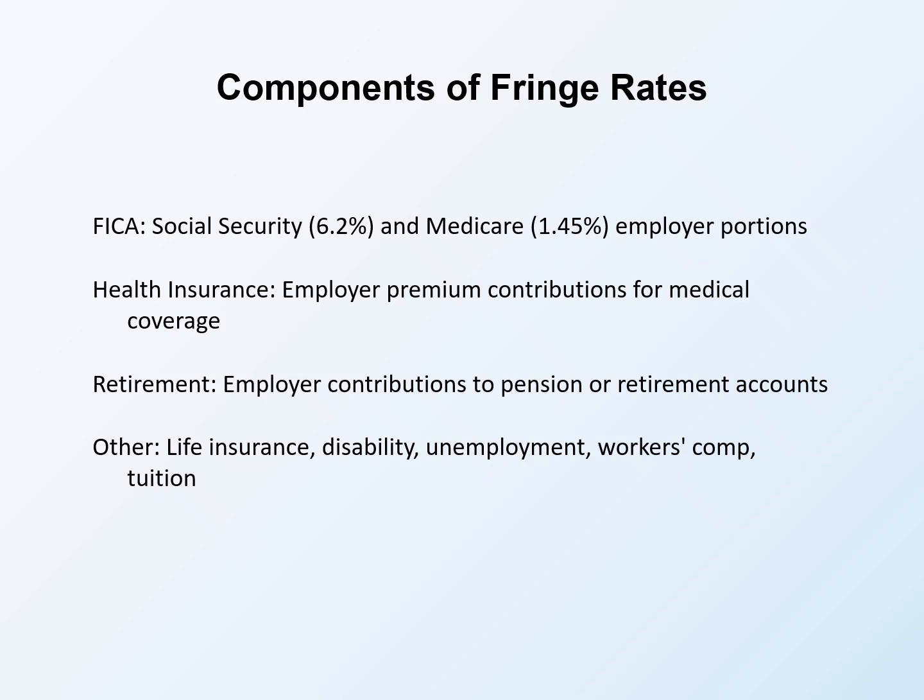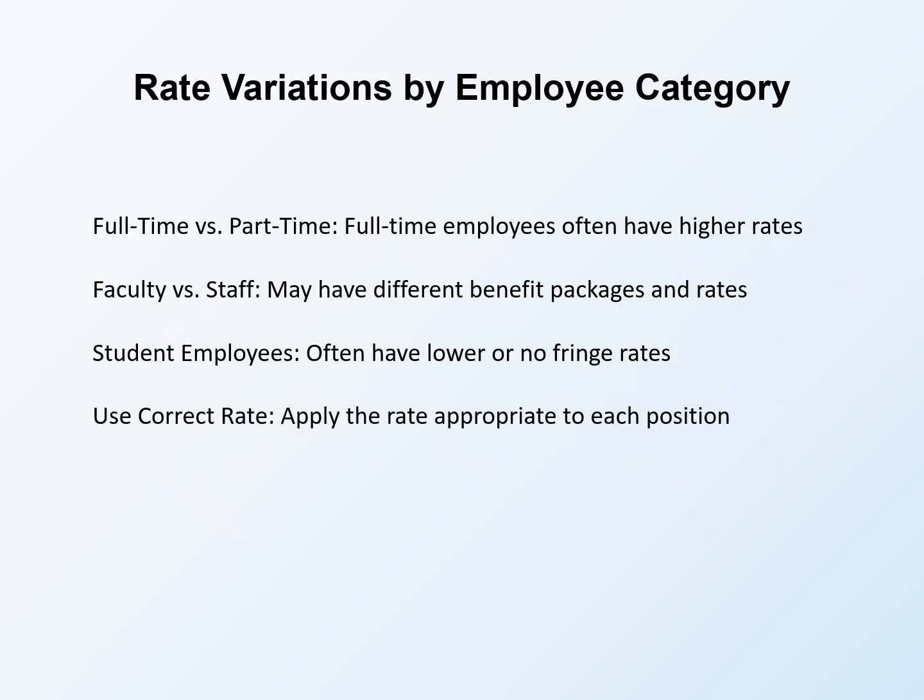Other benefits contributing to fringe rates include employer-paid life insurance, disability insurance, workers' compensation insurance, unemployment insurance, and tuition benefits for employees or dependents. Each component adds to the overall fringe rate. Fringe rates often vary by employee category because different groups receive different benefit packages. Using the correct rate for each position ensures accurate budgeting.